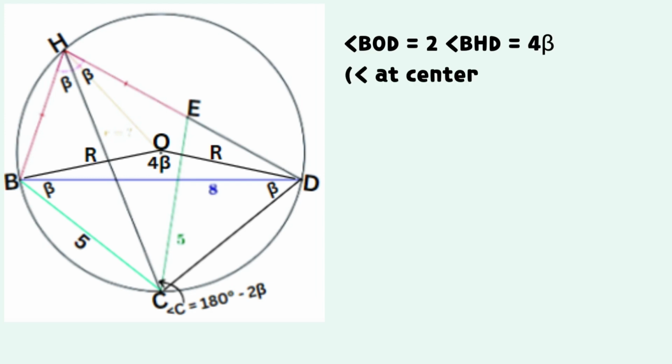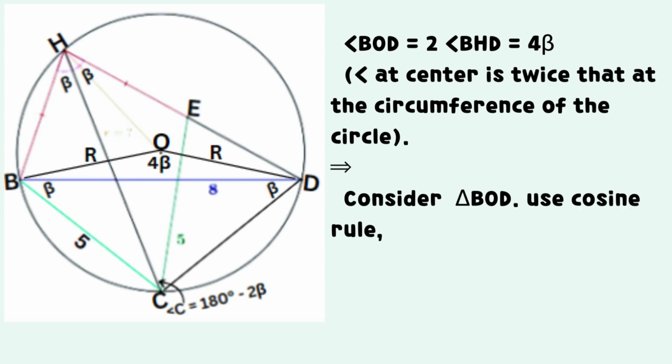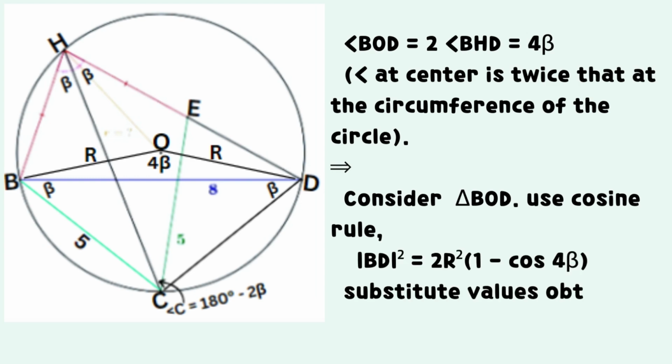Angle BOD equals 2 times angle BHD, which equals 4 times beta. It is because the angle at the center is twice that at the circumference of the circle. Consider triangle BOD and use the cosine rule. The square of line BD equals the product of 2 and the square of r times 1 minus cosine 4 times beta. Substitute values obtained.